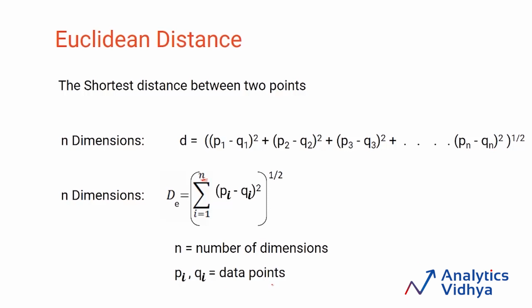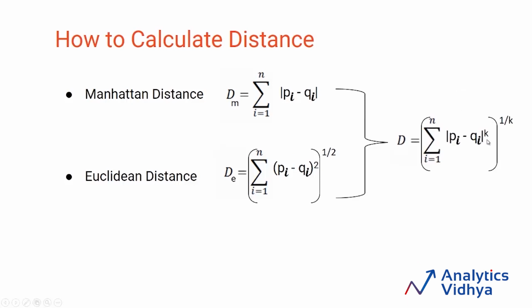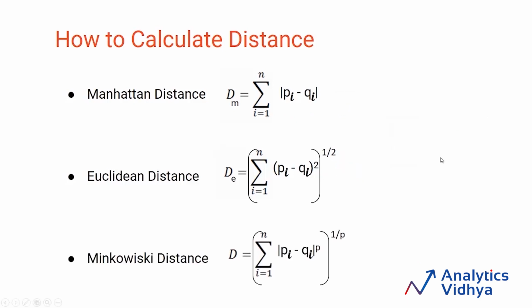So we covered two techniques to calculate the distances, the Manhattan distance and the Euclidean distance, and here are the formulas for both of these. Now the same can be written in this form, where we have the value of k equal to 1 for Manhattan distance and the value of k equal to 2 for Euclidean distance. Now this is called the Minkowski distance, and here is the formula for the same. So all the techniques we covered right now are to calculate the distances between continuous variables.